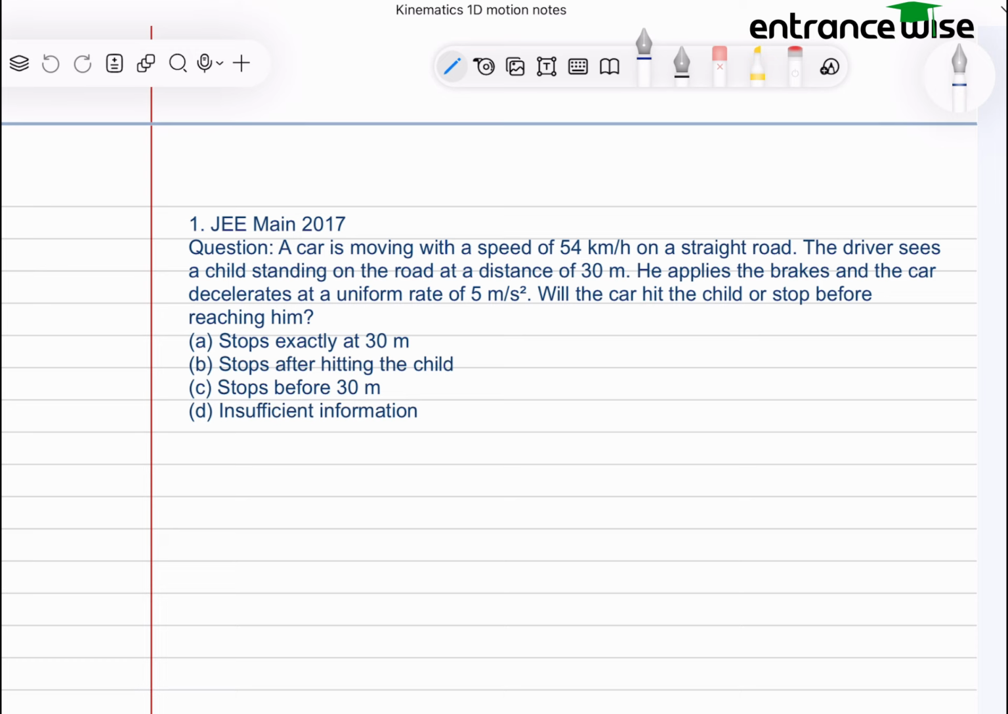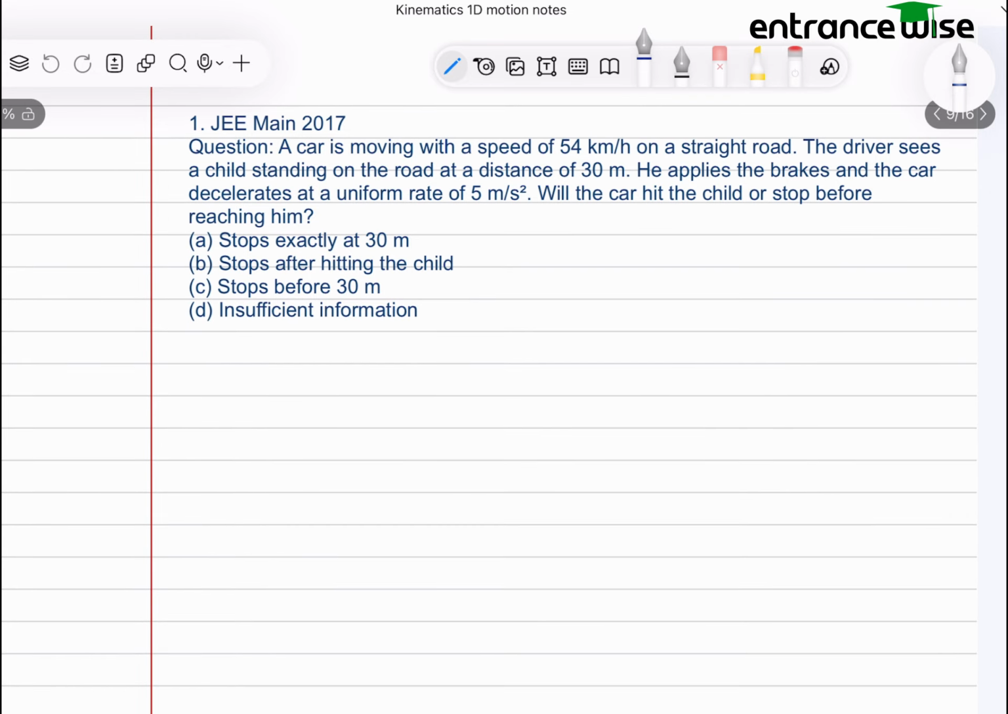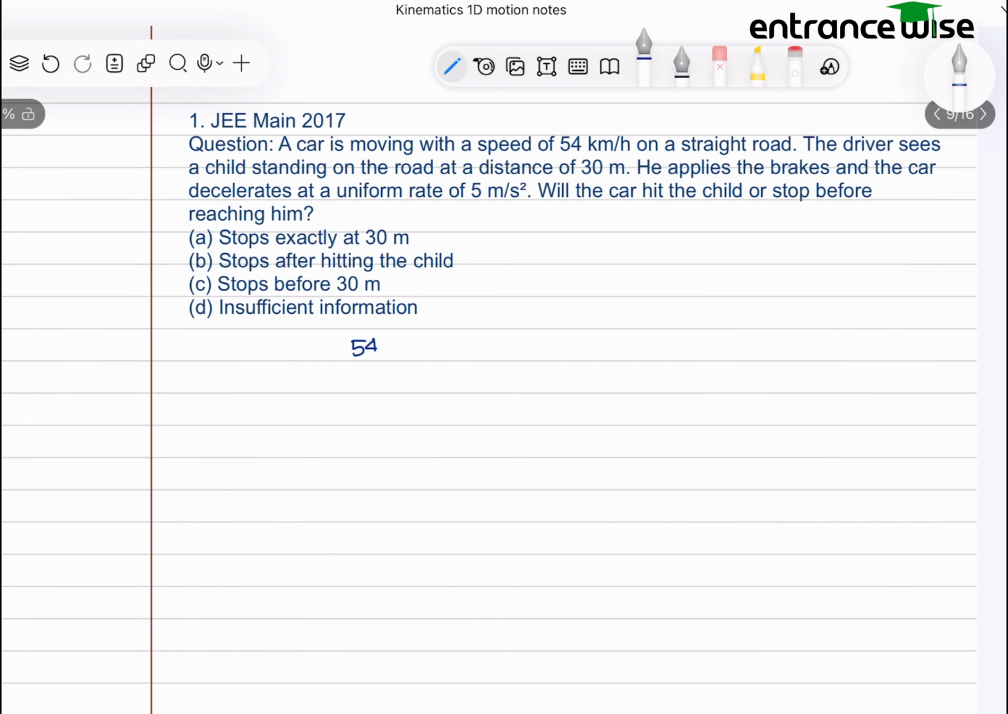So we can solve this problem using the equations of motion. First, let's convert the car's speed from kilometer per hour to meter per second. So 54 kilometer per hour is equal to 15 meter per second. Now we will use the equation of motion to determine the distance the car travels before stopping.